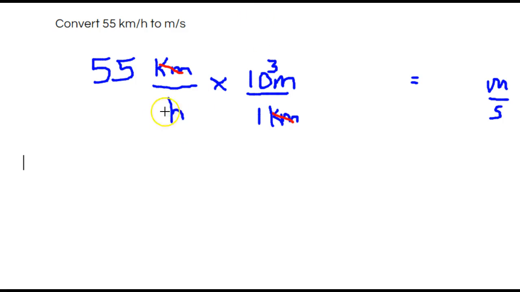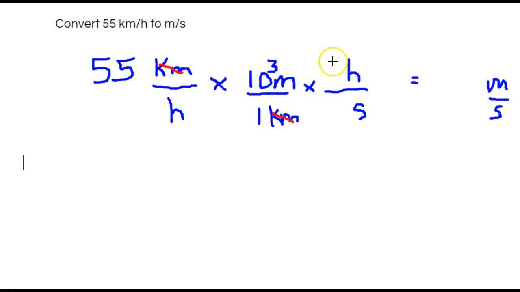But now I have hours, and I don't want hours. I want my rate to be per second. And so my hours, in order to eliminate them, to cancel them out, they have to be on the opposite side of the fraction compared to where they are. So hours need to go up here. And I want to keep it with per second.